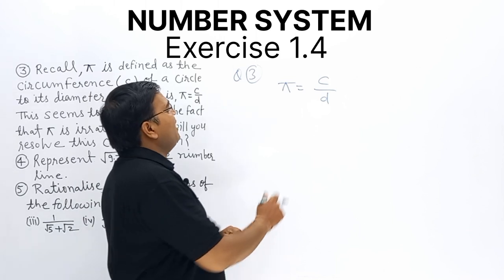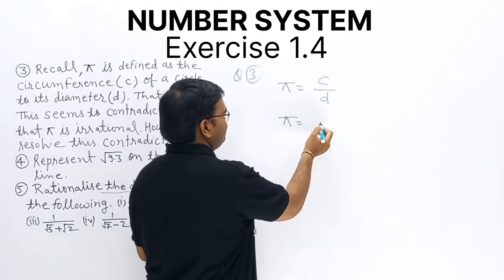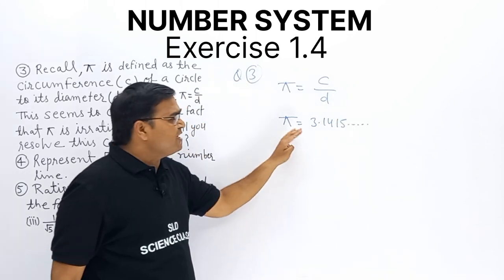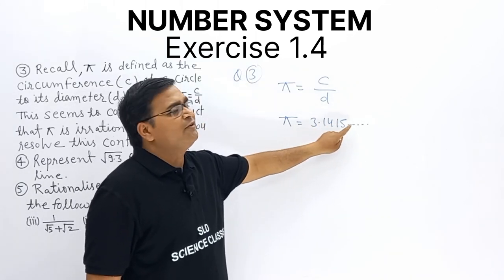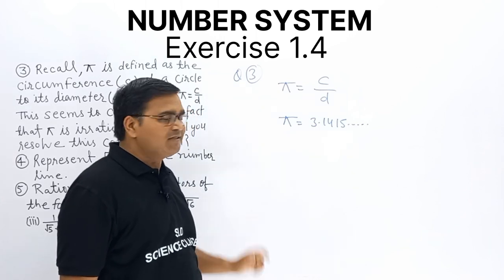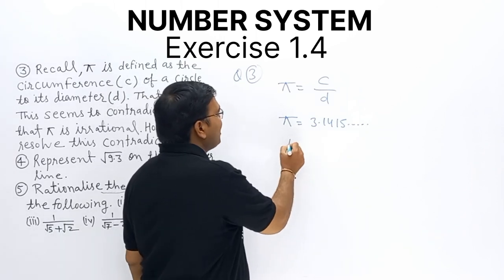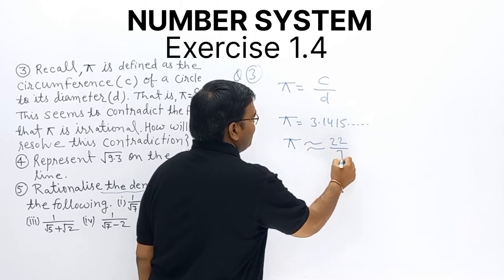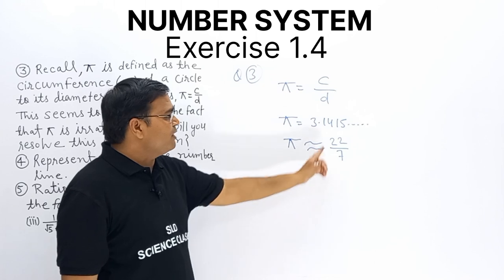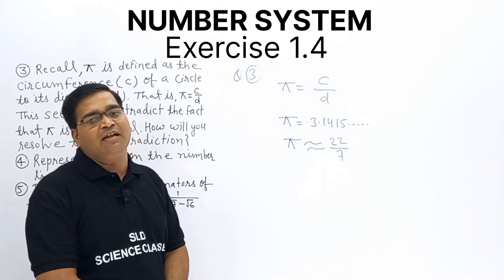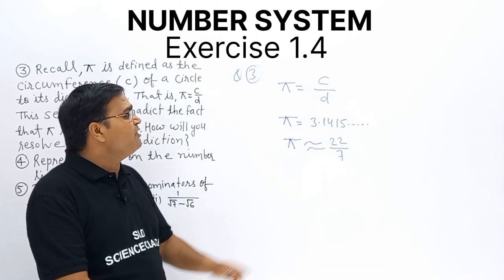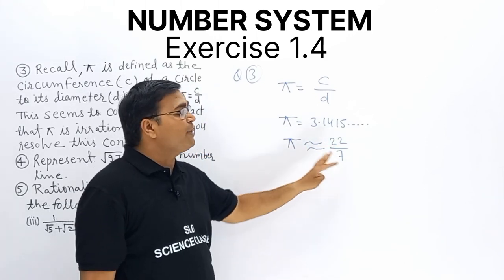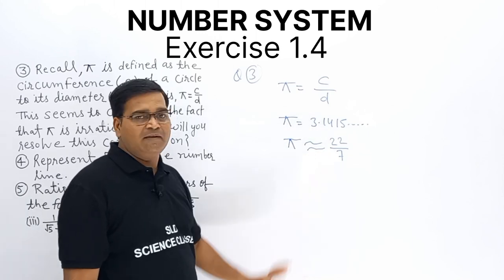Why? We know well pi equal to 3.1415 and so on. Exact value of pi is 3.1415 and so on. But sometimes we use pi approximately equal to 22 by 7. This is P upon Q form. But 22 by 7 is a rational number, not an irrational number. We use pi equal to 22 by 7, but we are not saying 22 by 7 is irrational. No, it is rational.